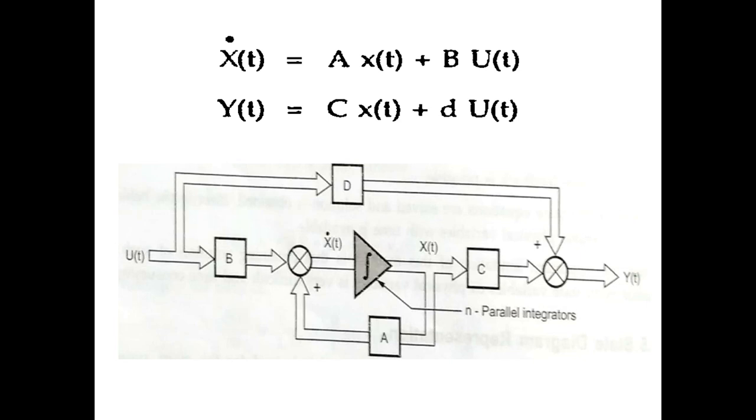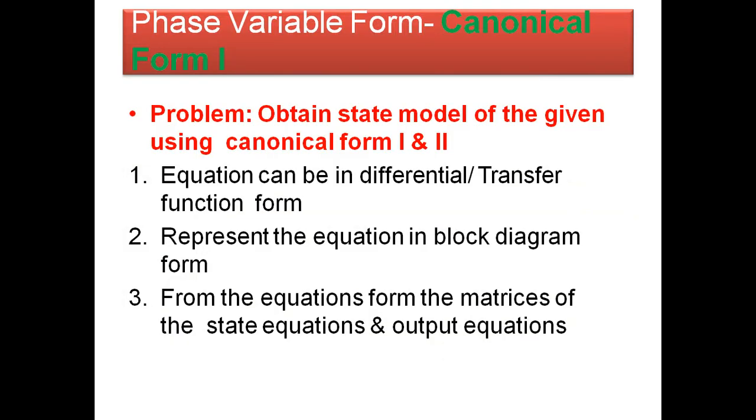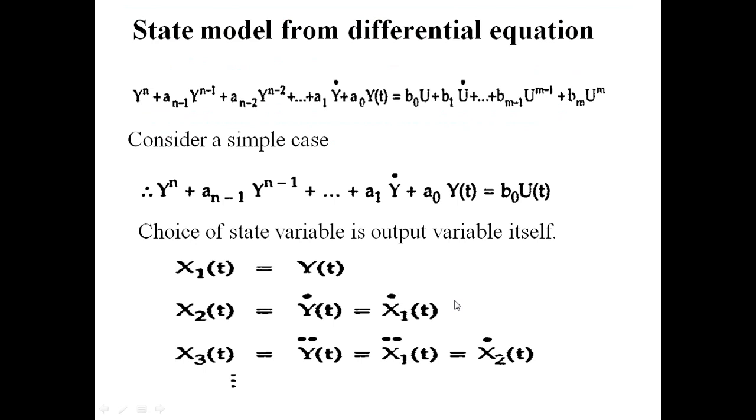Then next, let's see how to use the phase variable form. This is also called canonical form 1. So obtain the state model of the given equation using canonical form 1 and 2. The equation can be in differential or transfer function form. And represent the equation in block diagram form. From the equation form, the matrices of the state equation and output equation can be found out. There is no need to represent the equation in block diagram form every time. And see how the state model from a differential equation is nothing but the phase variable form.